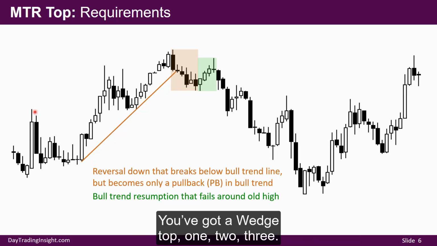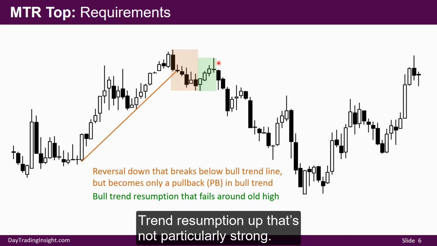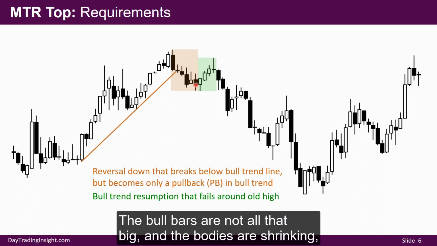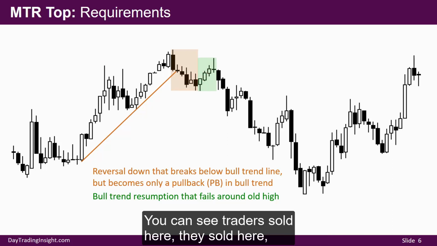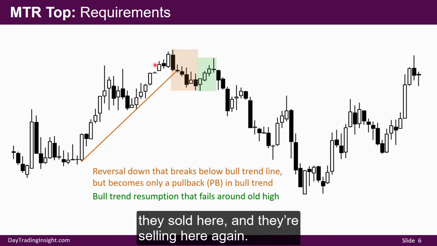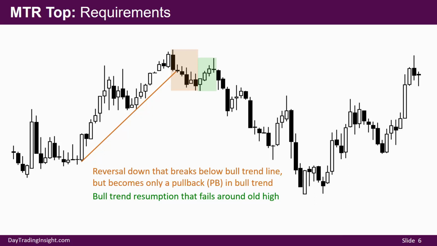You got a wedge top, 1, 2, 3, a break below the trend line. You have many bear bars. Trend resumption up that's not particularly strong. The bull bars are not all that big, and the bodies are shrinking, and then you have a big tail on top. You can see traders sold here, they sold here, they sold here, and they're selling here again, and you got a potential for a major trend reversal, so it's a reasonable short.